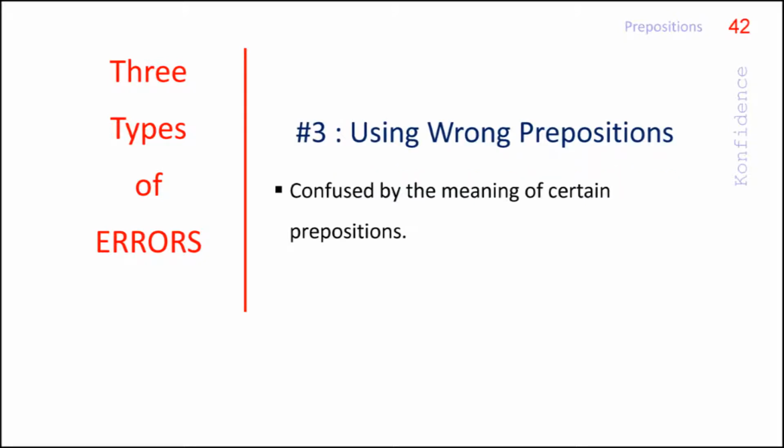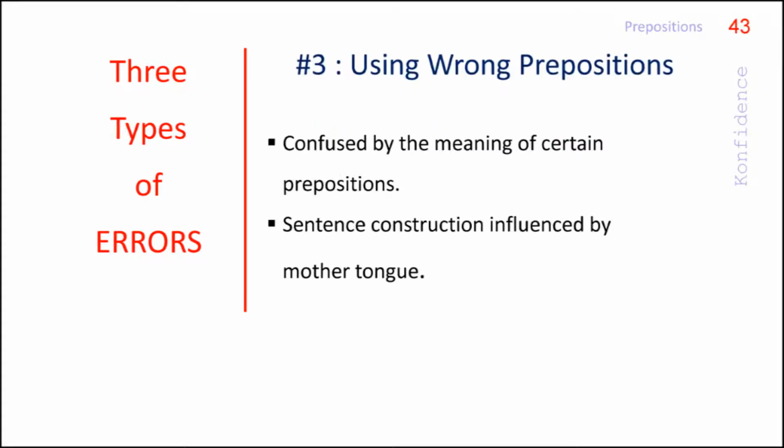Quite often, we are confused by the meaning of certain prepositions. So we tend to use them at wrong places. This is because the logic of our sentence construction is influenced and controlled by our mother tongue. Remember, English is quite different from our mother tongue.